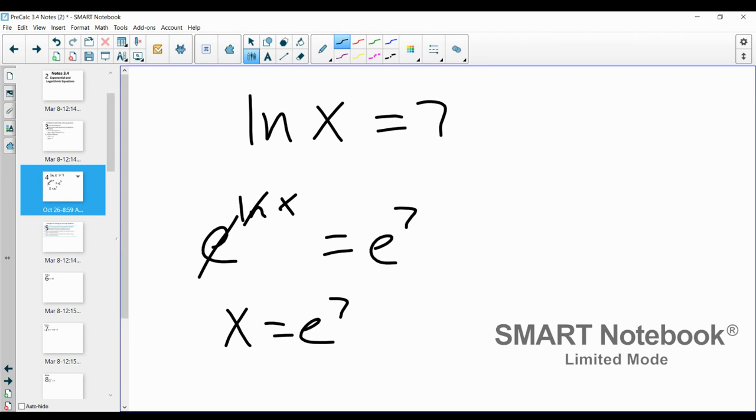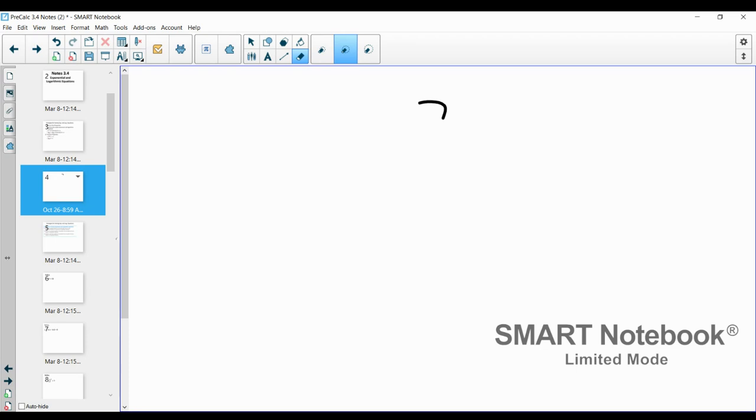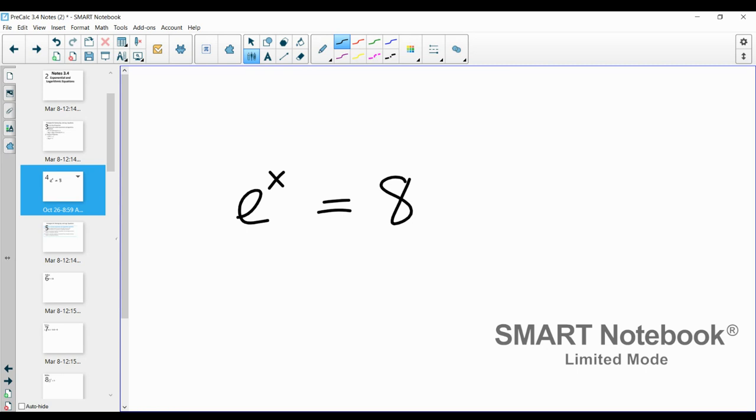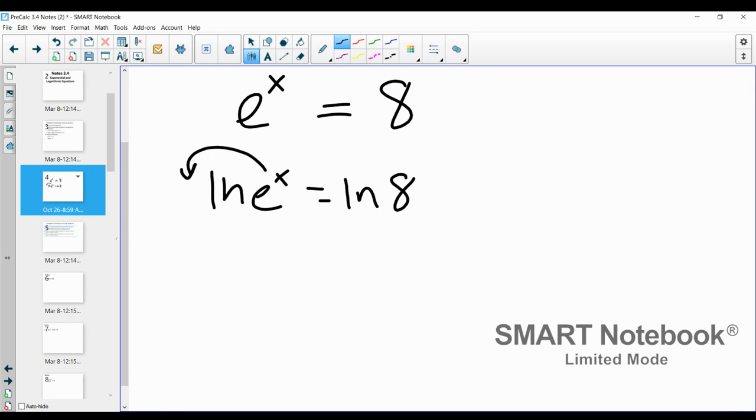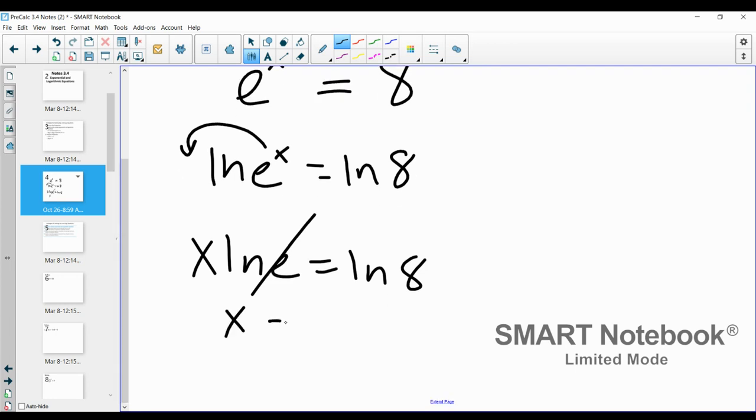Another one that you might see today would be if you had maybe e to the x equals 8. Well, to get rid of the e and to get the x down, what we're going to do is we're going to take the ln of e to the x equals the ln of 8. The x is going to come down, so this becomes x ln of e equals ln of 8. Ln of e, that's 1, so that goes away, and you're just left with x equals the ln of 8. Okay, so there's another example of something we're going to see today.